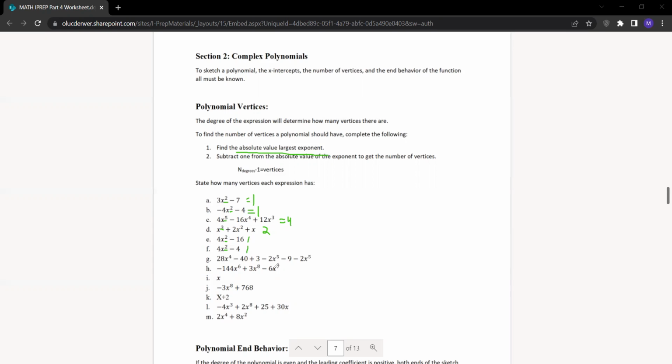Here, make sure we're careful. Our degree is actually 5. It's not going to be 4, even though it's the first one. It's not the largest. So it's 5, and 5 minus 1 is 4.